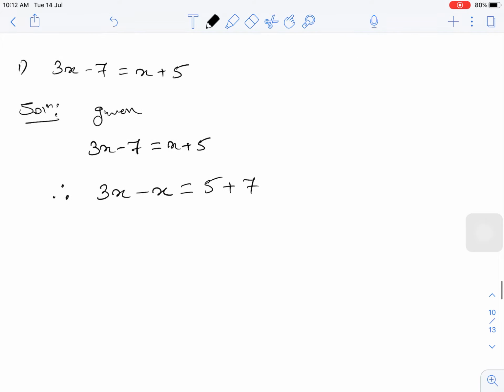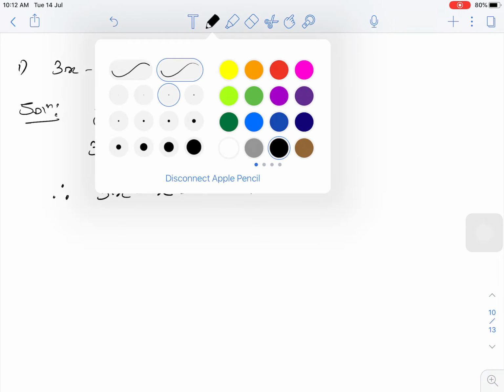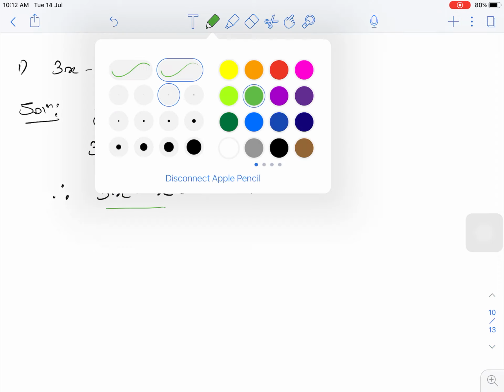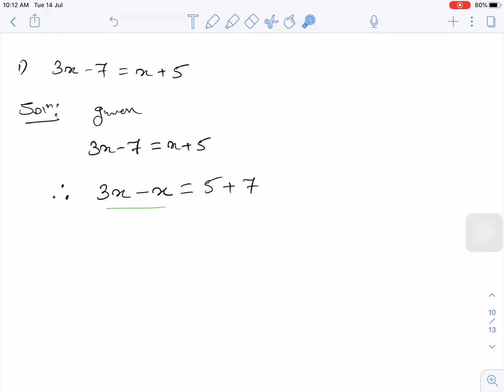Okay, now next step, now it can be seen that these both are like terms. So we have learned that we can add or subtract the like terms. So 3x minus x, it will become 2x equals to, and 5 plus 7, that is 12.